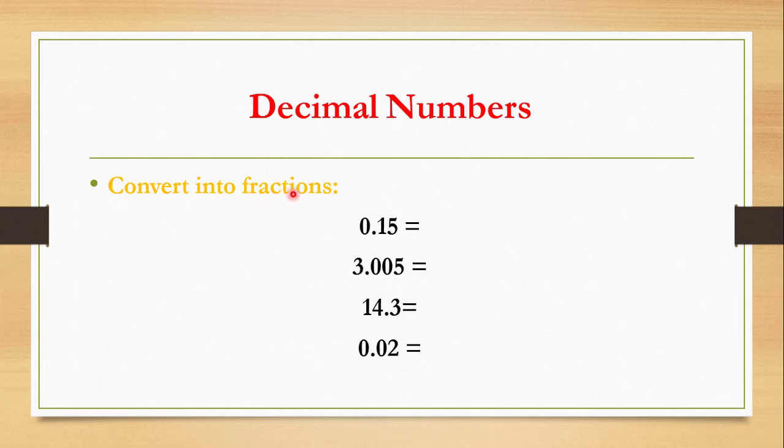Now I want to convert into fractions. 0.15, it means here we have two decimal places, so 15 over 100. Here we have a whole number 3 and we have 5, but we have 3 decimal places, so 5 over 1000. Okay, 3 and 5 over 1000. 14.3, the whole number is 14, and we have 3 over, yes, 10, because we have only one decimal place. 0.02, it means 2 over 100. Okay.